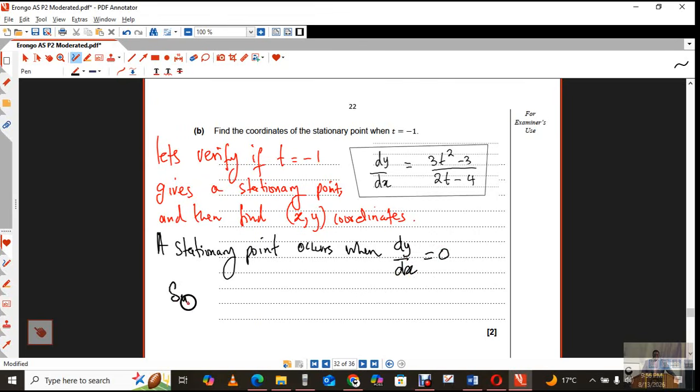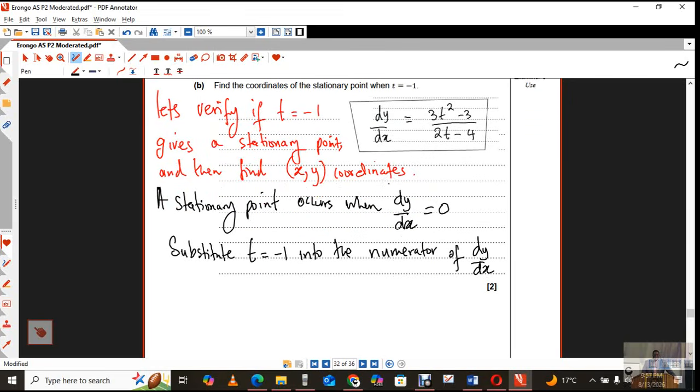So we are going to substitute t equals -1 into, check it out, the numerator of dy/dx. That's what we're going to do. Because remember, if the difference in y, the delta y, is 0, then the gradient is 0 for any function. So let's see if we do that. We should get the 0.